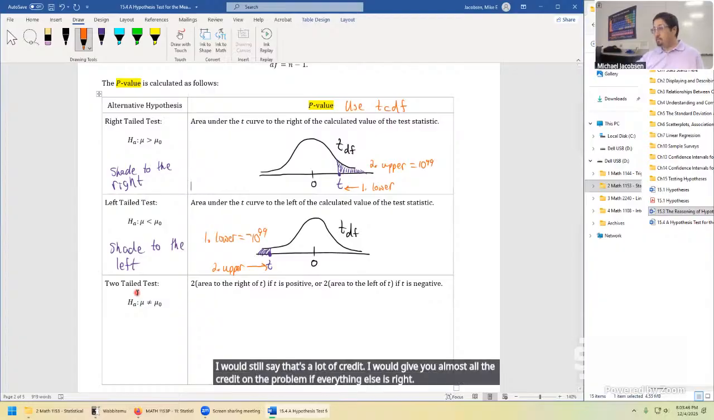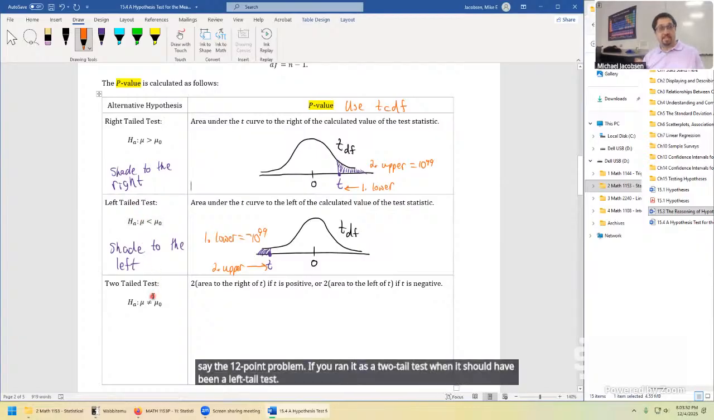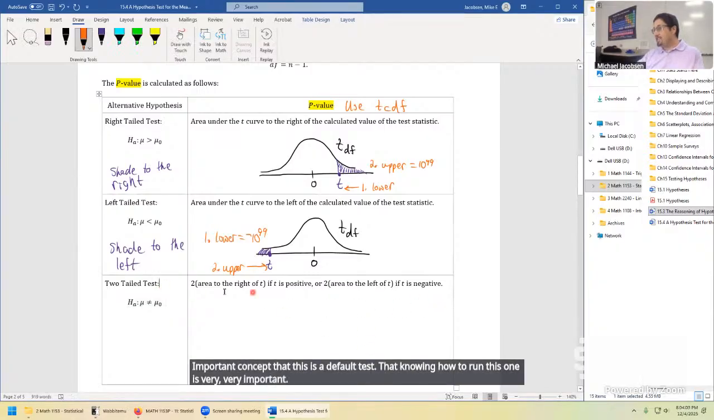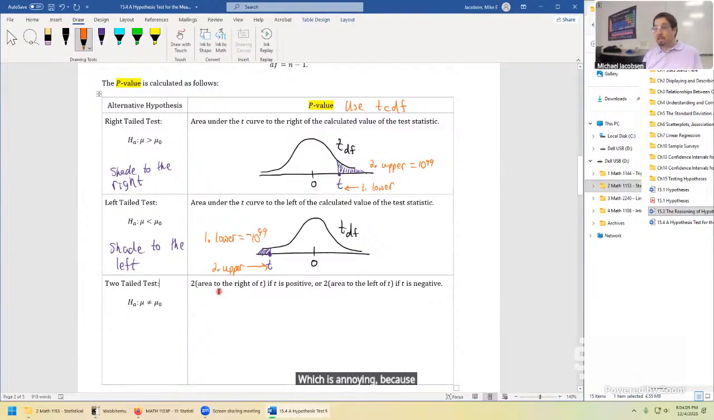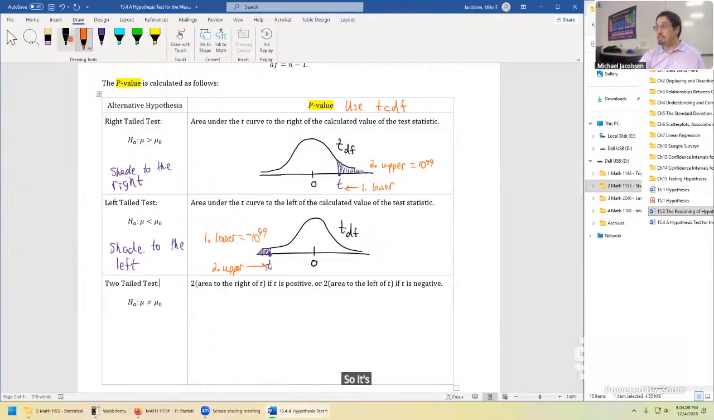Say the 12-point problem, if you ran it as a two-tailed test when it should have been a left-tailed test, I would give you 11 points out of 12, because this is such a strong, important concept, a default test, that knowing how to run this one is very, very important. Which is annoying because there's two different ways to get the p-value depending on your test statistic. So it's complicated to describe the p-value for this one. So let's split this up into two. But other questions or comments so far?